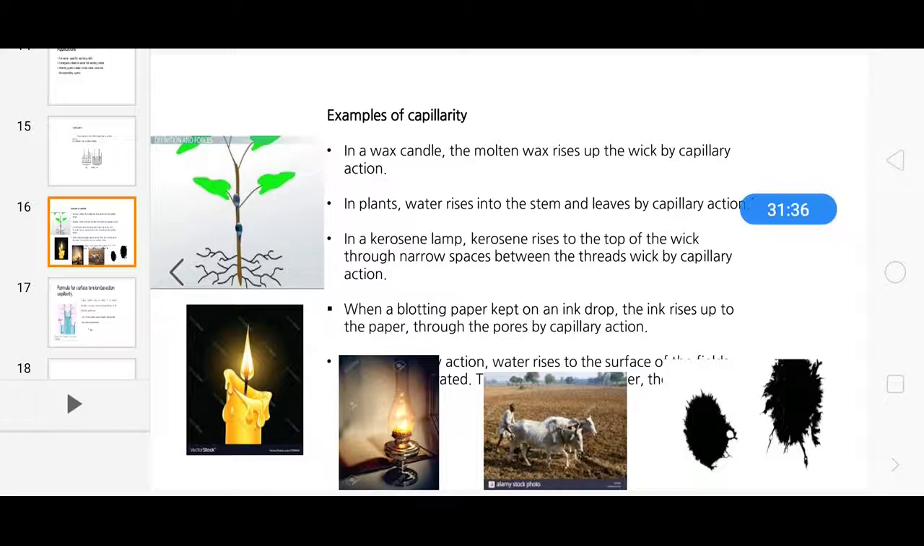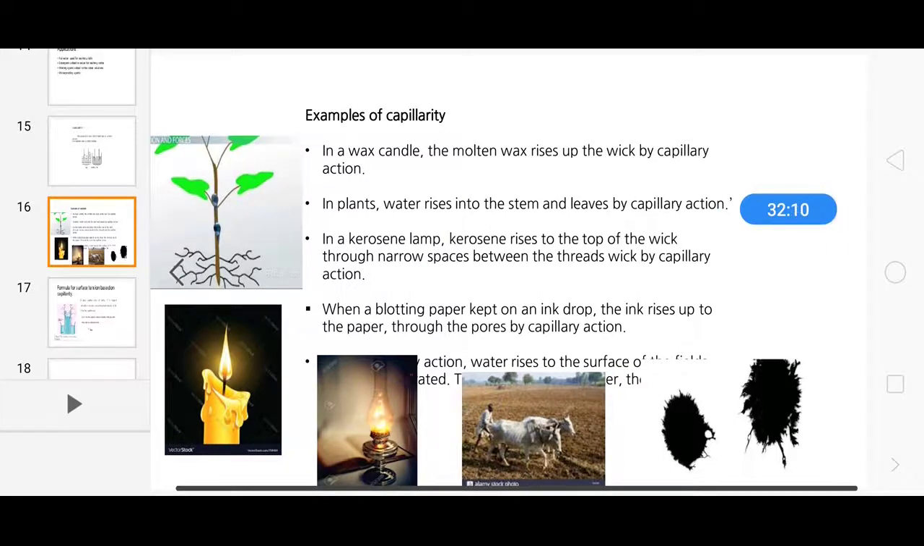And if you observe the kerosene stove, kerosene lamp, the kerosene rises to the top of the wick through narrow spaces between the threads by capillary action. Okay, and when a blotting paper is kept on the ink, the ink rises up the paper through the pores by capillary action.